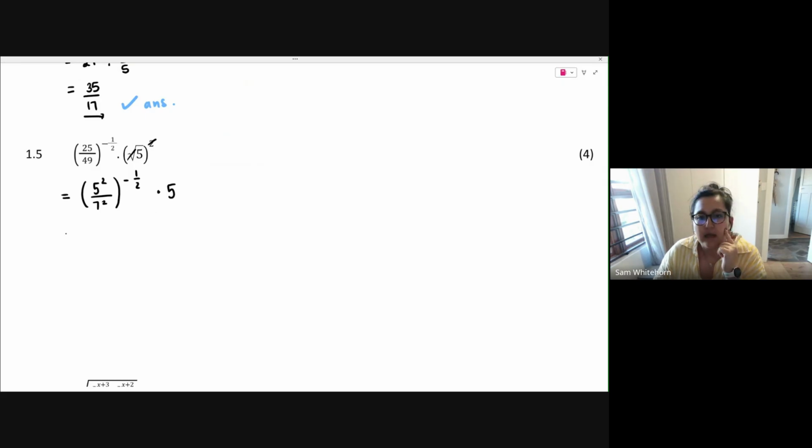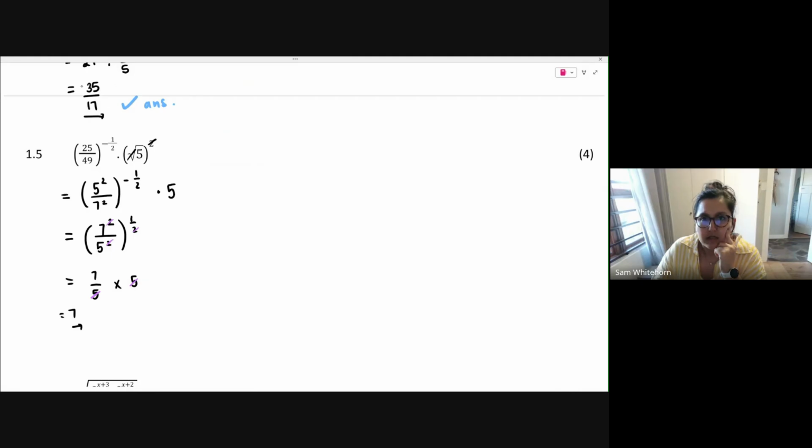That negative exponent I'm immediately going to deal with by swapping my numerator and denominator and raising it to the power of positive a half. And like I say, when we distribute that, the 2's will cancel with the half. So all we're left with is 7 over 5 times 5. When we multiply, the 5's divide away, and so all we're left with is 7.